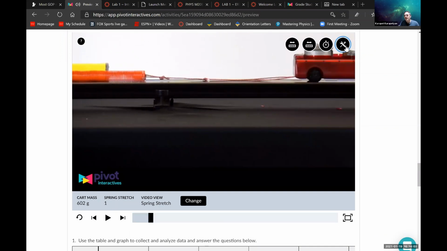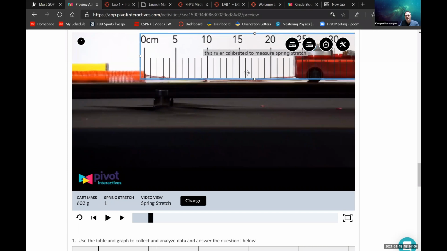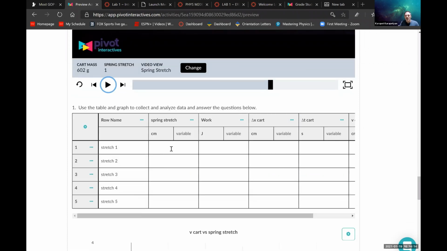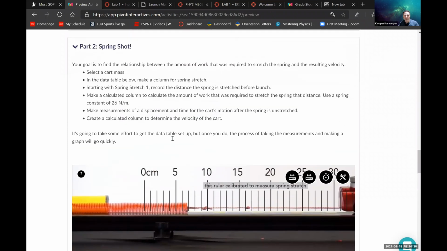we need to take this ruler, put it there, play. And as we agreed, this is more or less about 6.5. That means you're going to go back here and say this is 0.065 meters. Oh, actually, it's in centimeters. Never mind. So 6.5 centimeters. Then, for example, here you are given the spring constant K, 26 newtons per meter.